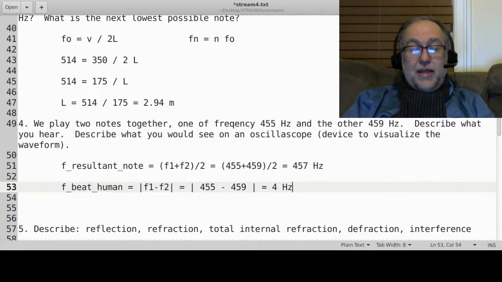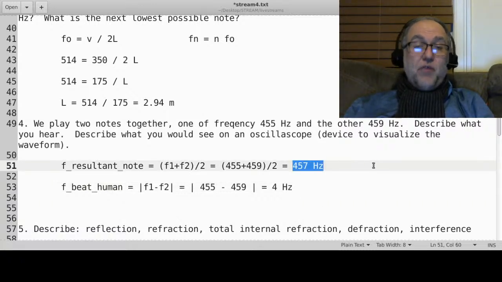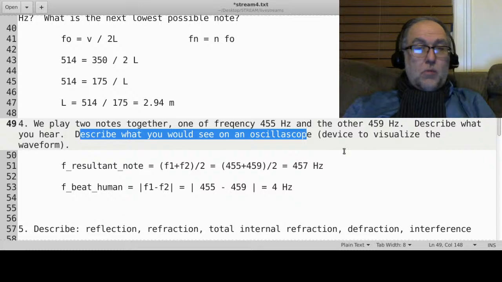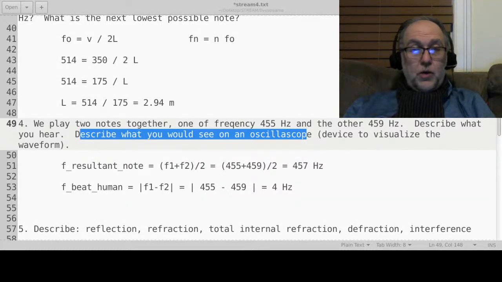Okay, so you would hear the thing going loud and soft 4 times per second. Again, you would hear a note of that frequency, 457 hertz, but that note would go loud and soft 4 times a second because the beat frequency is 4 hertz. Now, never mind what you would see on an oscilloscope just yet. Let me switch to another screen because I want to show you what's going on here.